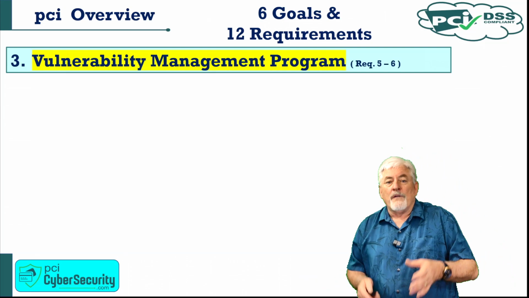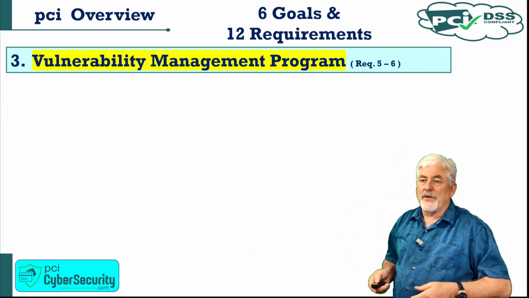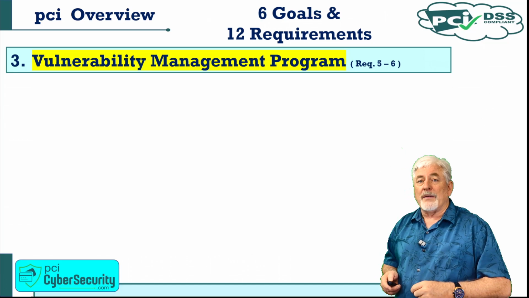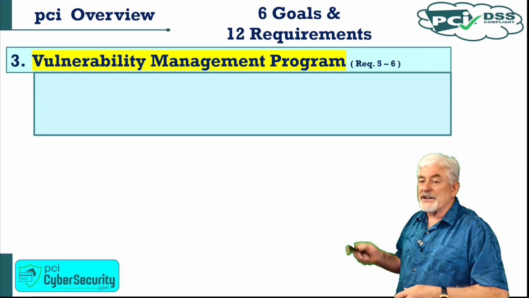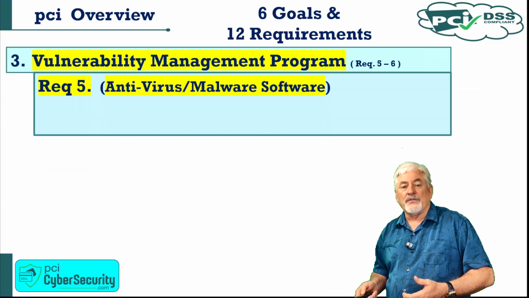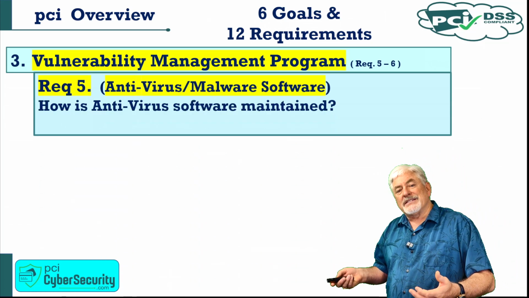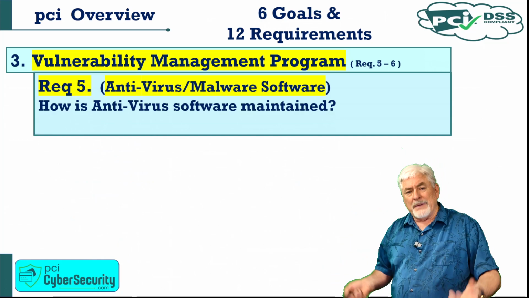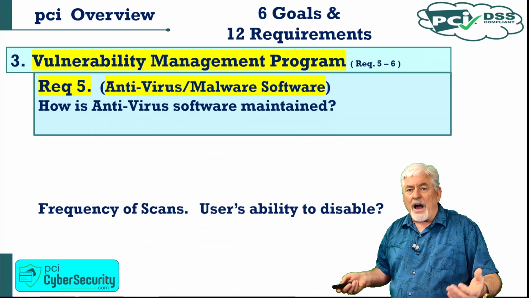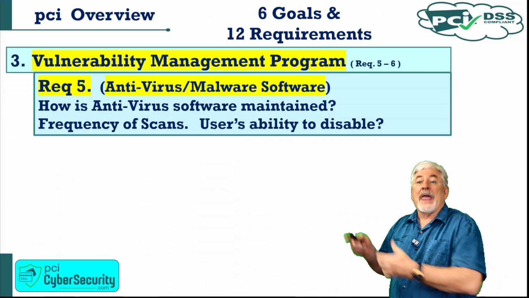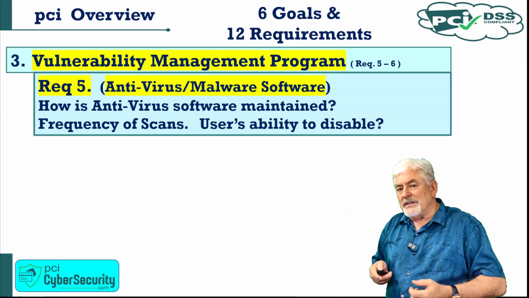The third goal, vulnerability management program. And this covers requirements 5 and 6. Again, there are 2 requirements under this goal of vulnerability management. The first one is antivirus, anti-malware software. And we're going to discuss here, how is antivirus software maintained? How often do I have to run antivirus scans? And then, do the users have the ability to disable it?